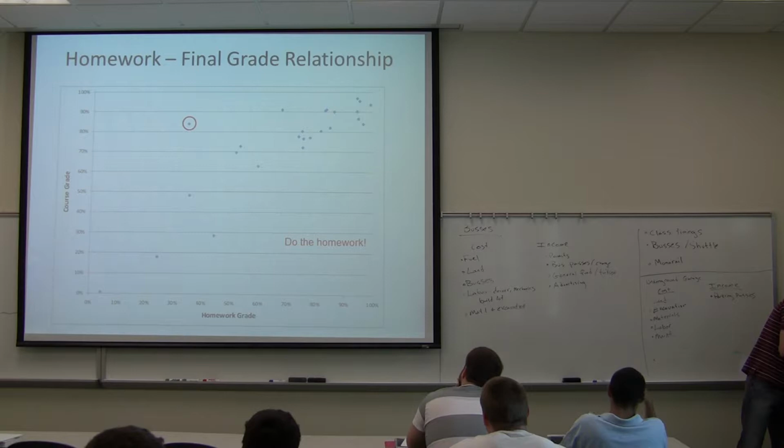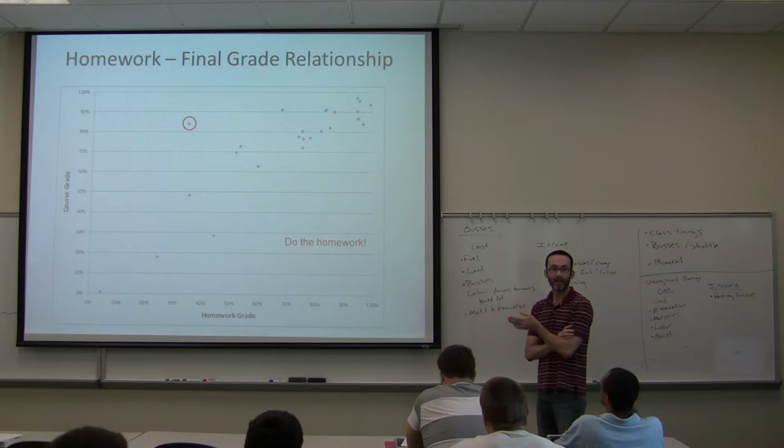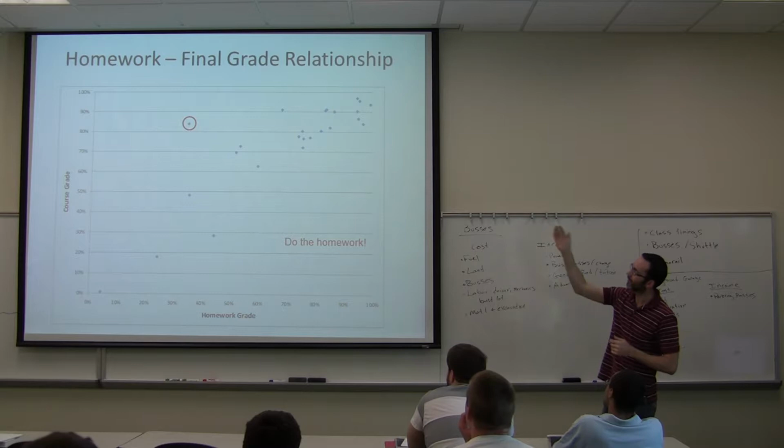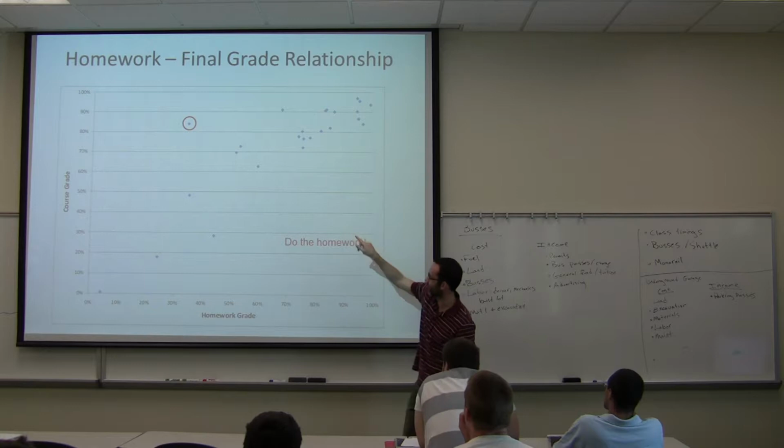Even if you got zero on the homework, if you got 100% on everything else, you could still get 80%, which is a B. But it doesn't turn out to be the case. There's a very strong relationship here between people doing well on the homework and doing well in the course. So people who do poorly on the homework tend to do poorly in the course.